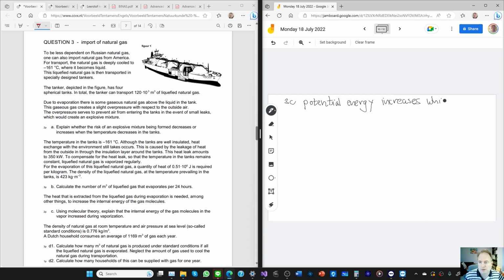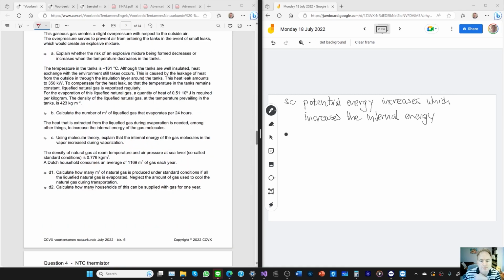which increases the internal energy. Now, the kinetic energy remains the same because during vaporization, the temperature stays constant.